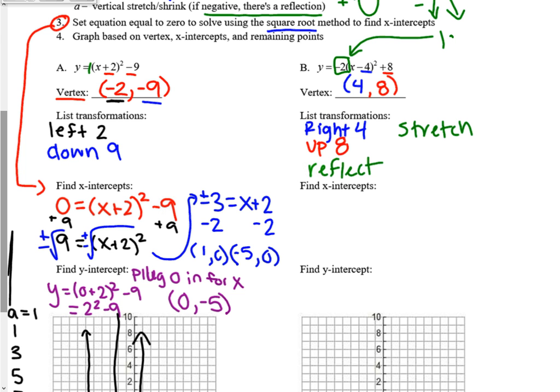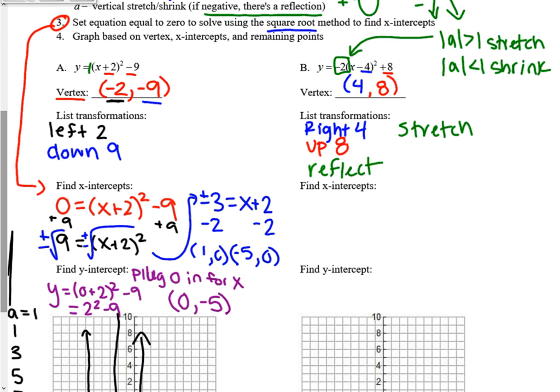If the absolute value of your a, so ignoring that negative sign, is greater than 1, we're going to have a stretch. If the absolute value of your a value is less than 1, we're going to have a shrink. Okay, so that's going to happen if your a value is something like 1/2, 1/3, 2/3, something smaller than 1.